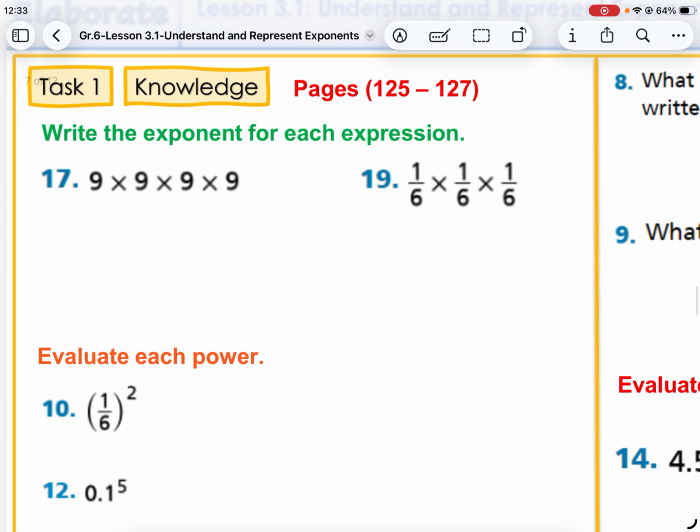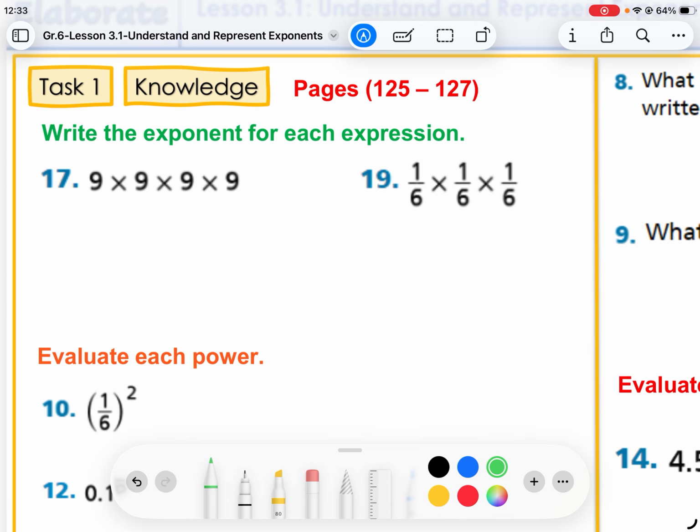Number 1, you don't need to solve this question. They're asking you just to write the exponent. Okay, the exponent, remember, this is a base. The number that's down is the base. And the number that's up is the exponent. Base, exponent. So here, as you can see, let's write it as a power. The base is 9 to the power of how many 9s do I have here? I have 4 9s, so my exponent will be 4.